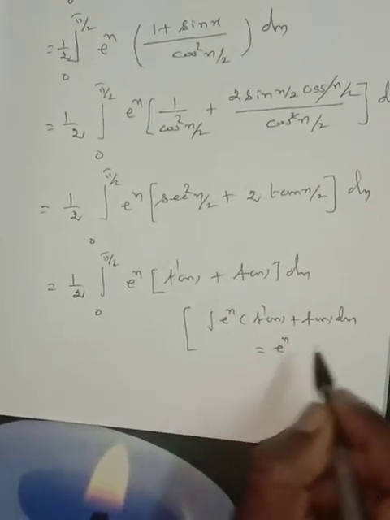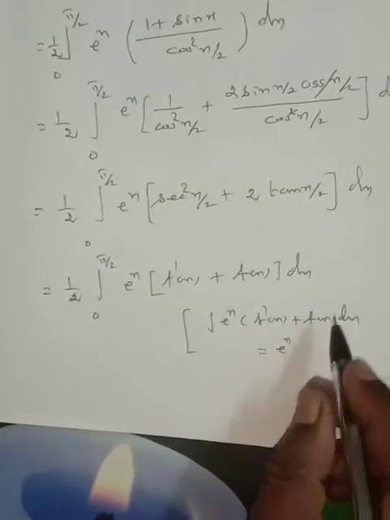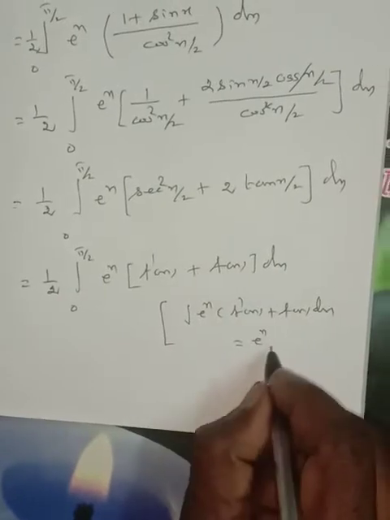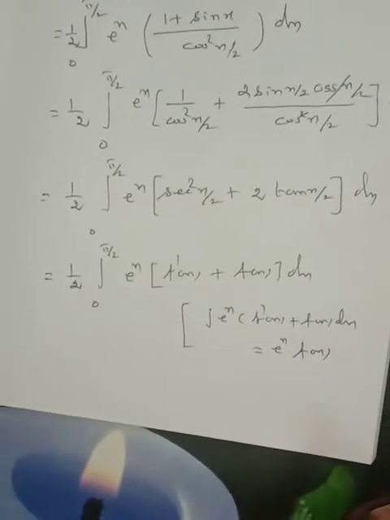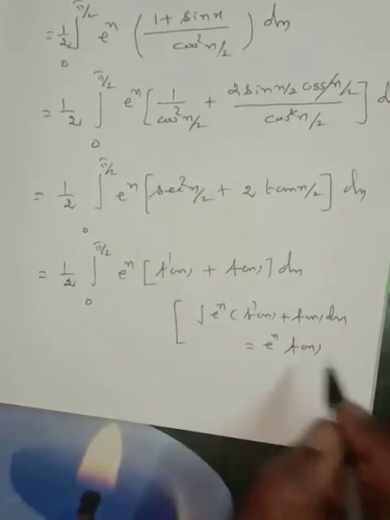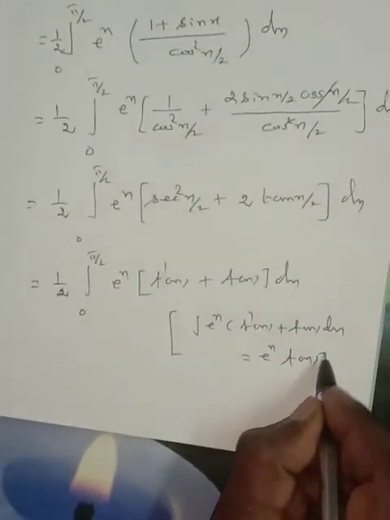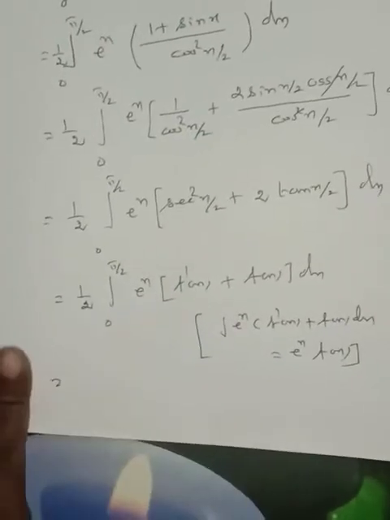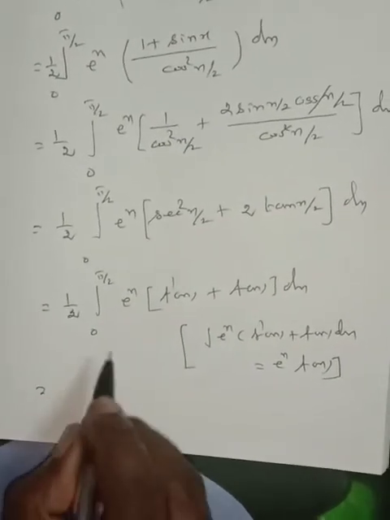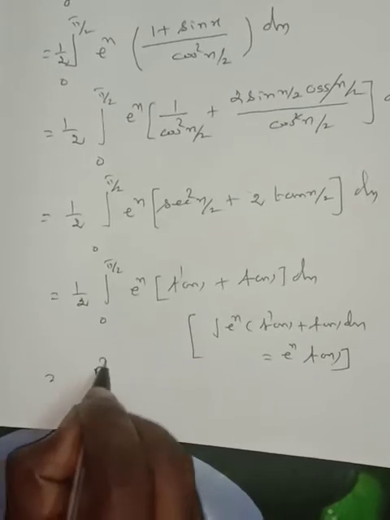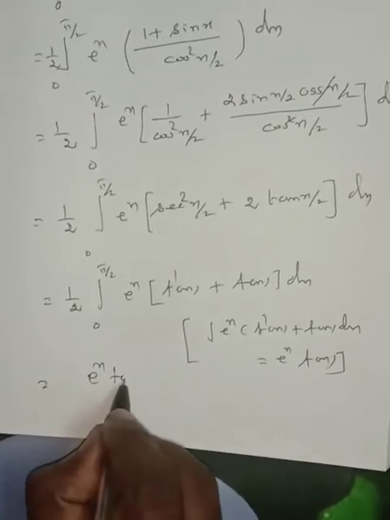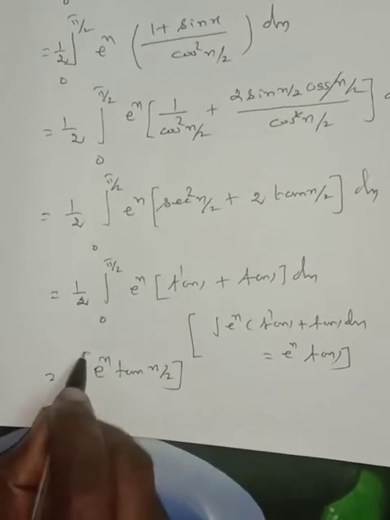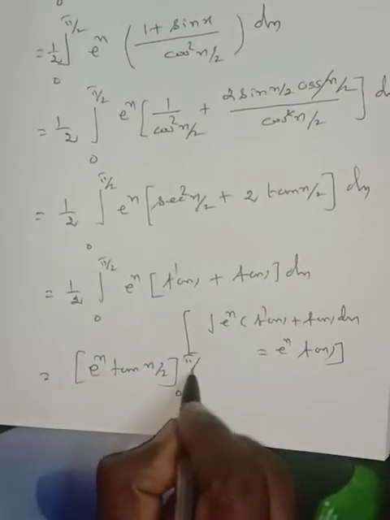e to the power of x into f of x. Therefore it is equal to 1 by 2 e to the power of x tan x by 2 taken over the limit 0 to pi by 2.